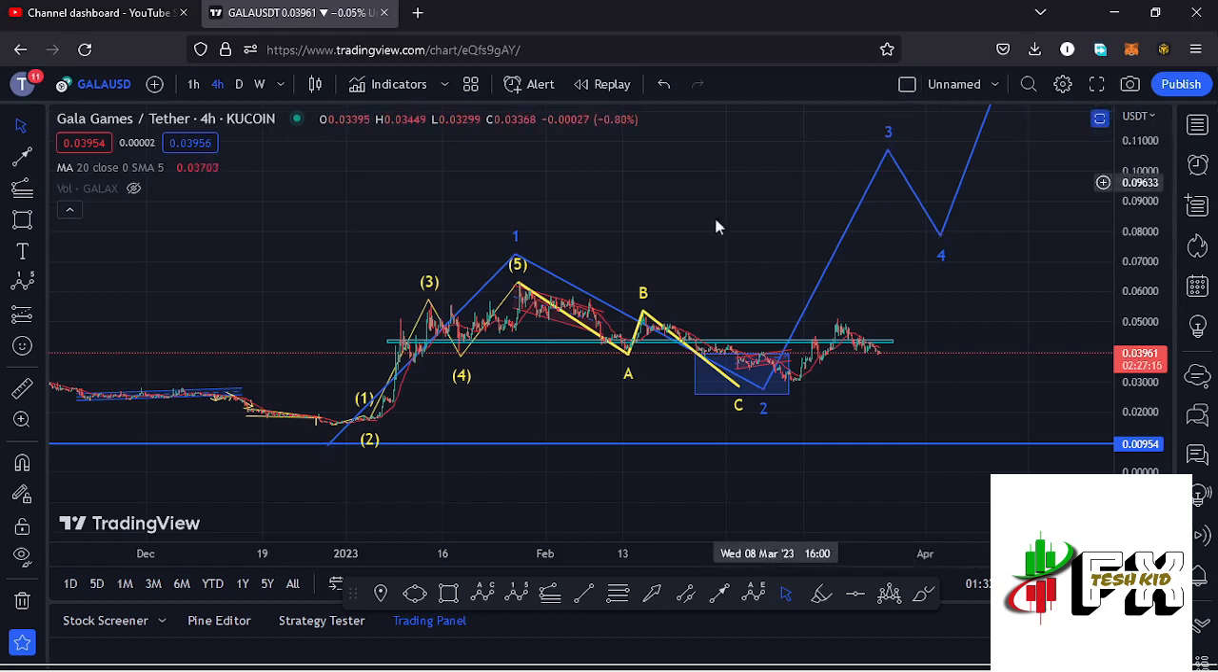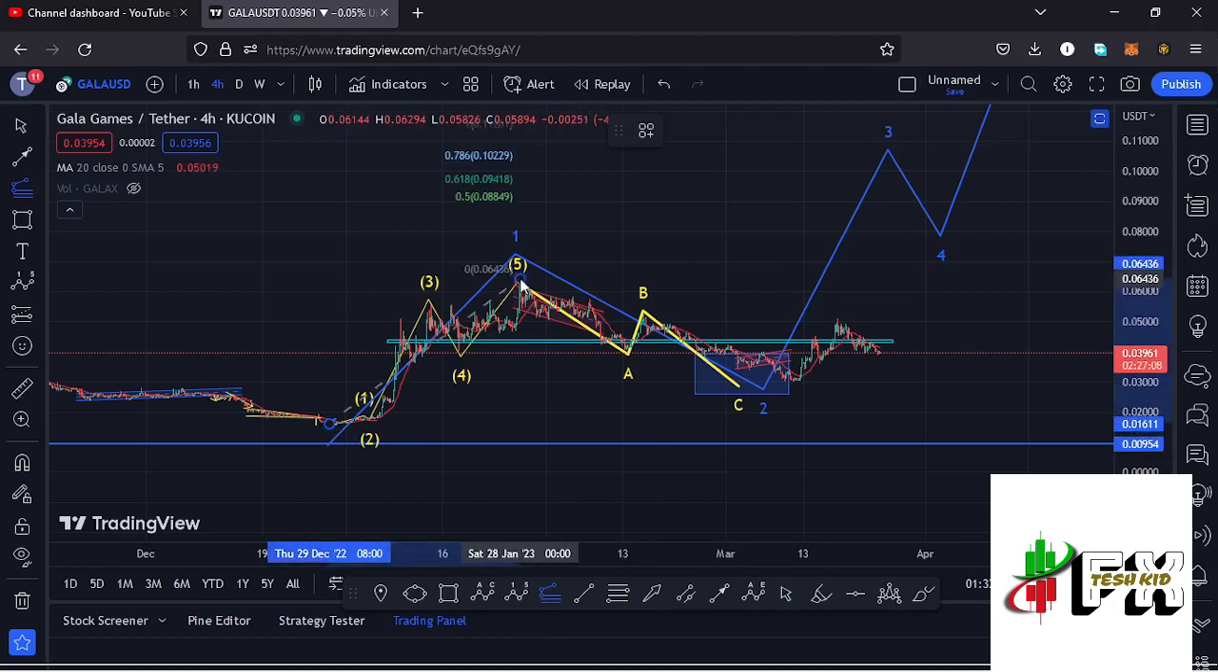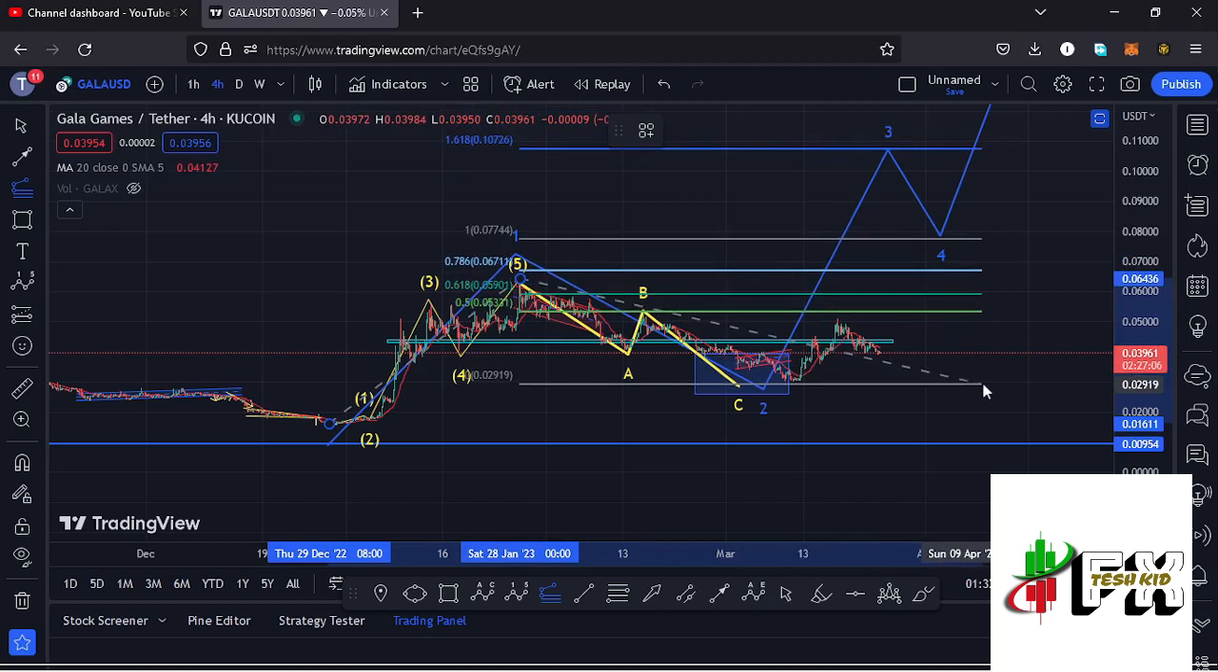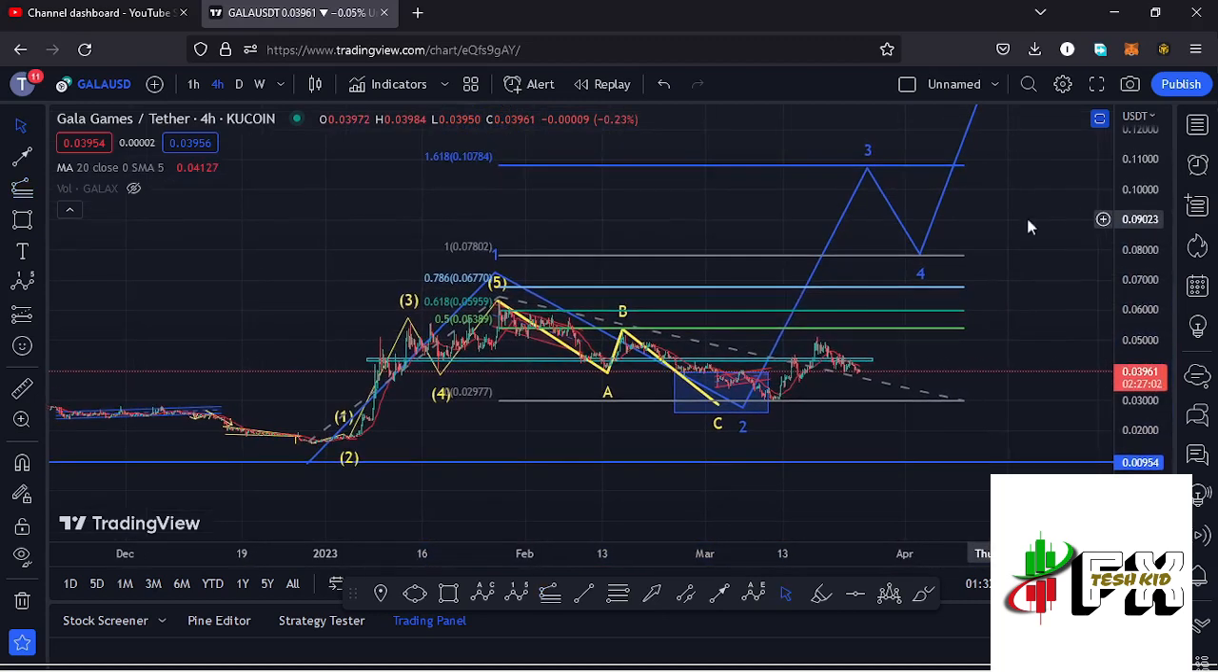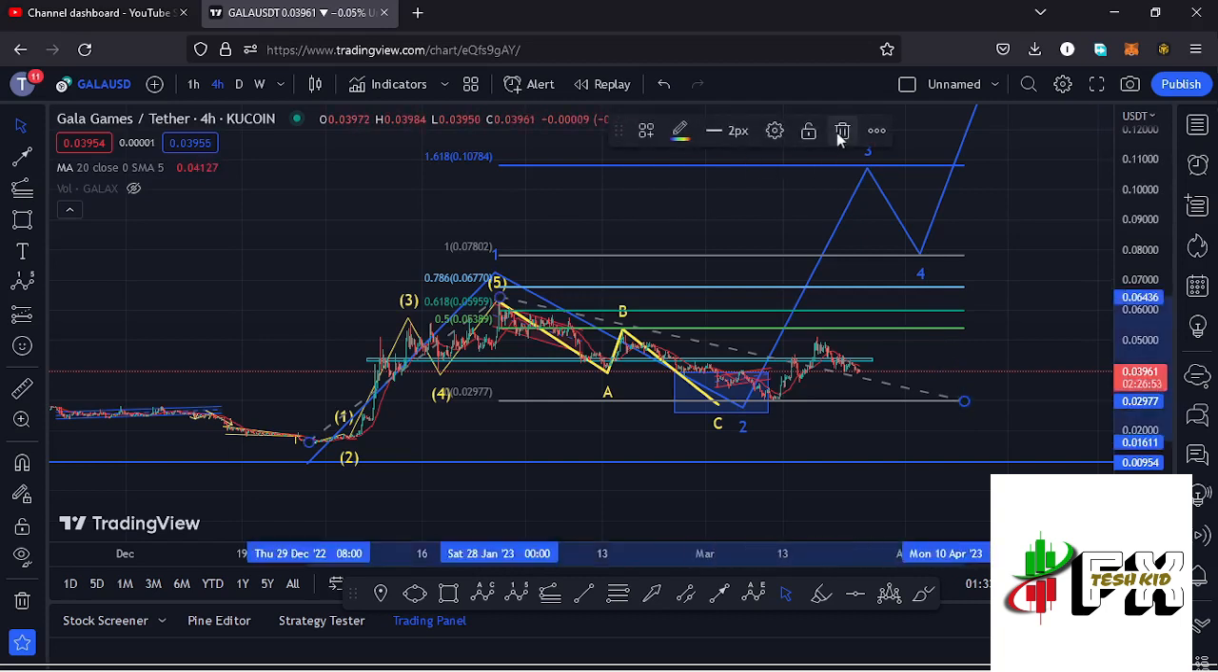And allow me to first sketch out a target area to the upper side in the formation of that wave 3 by connecting the trend-based Fibonacci from the low of the first wave to the high of that wave 1, then dragging the Fibs to the low of the second wave, and that now gives me a minimum target area in the formation of that wave 3 at the Fib level 1.618, and that is at around the $0.10784 mark, and that is the minimum that I'll be expecting that wave 3 to the upper side to do.